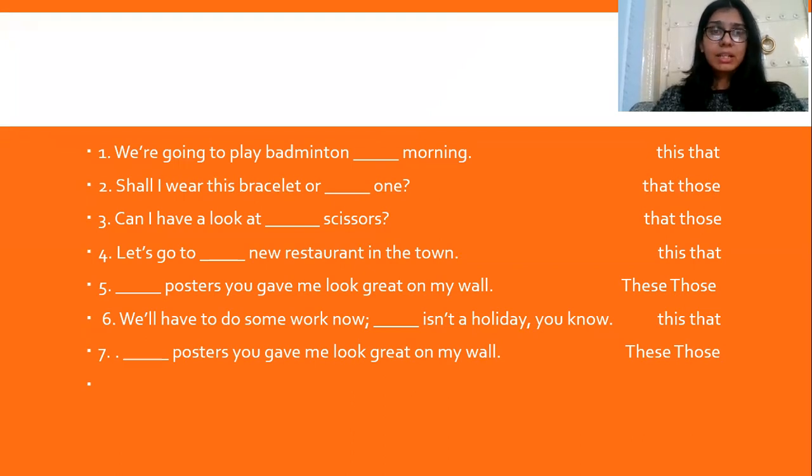Let's go to this new restaurant in the town or that new restaurant in the town. Let's go to that new restaurant in the town because it's far off. The posters: these posters you gave me look great on my wall, or those posters you gave me look great on my wall. Which of it will be filled up?